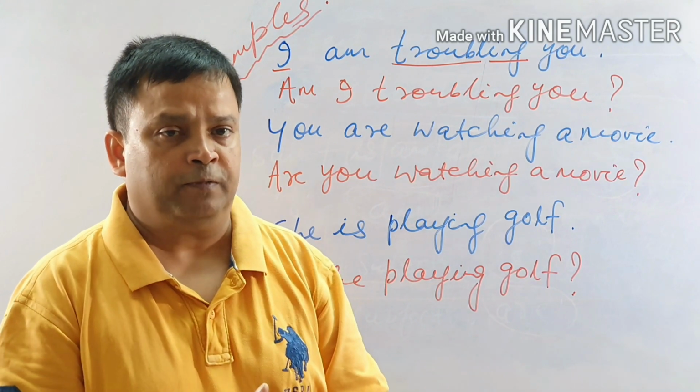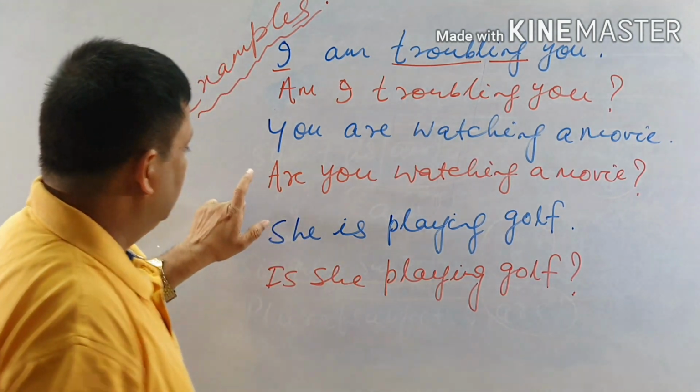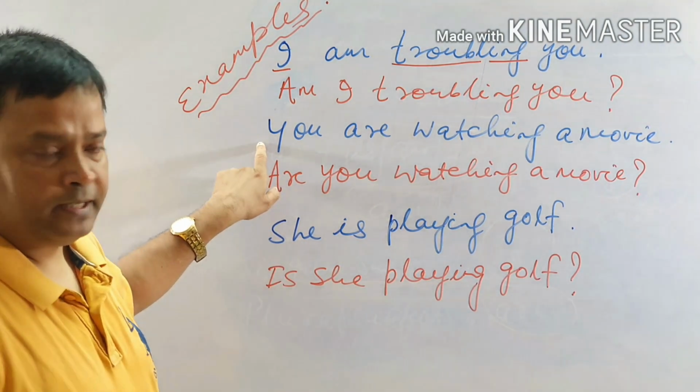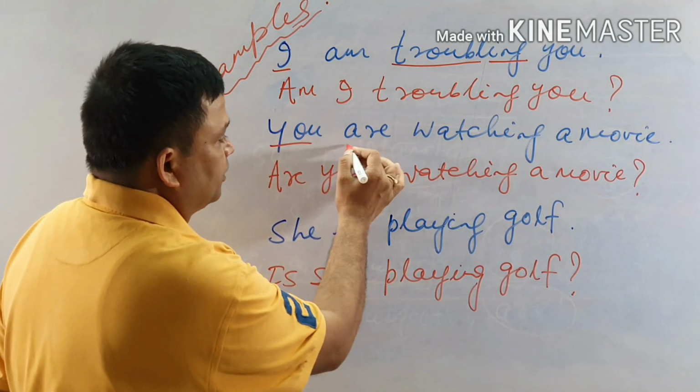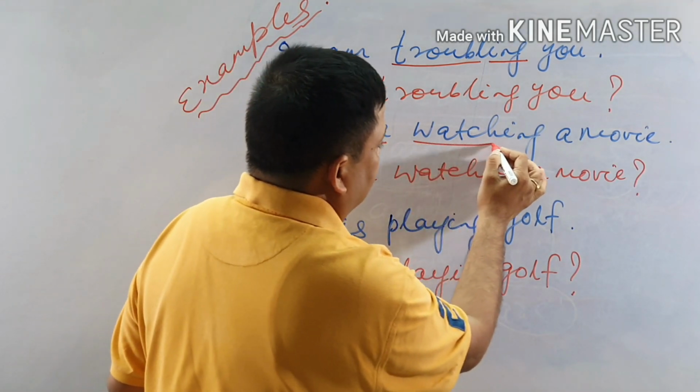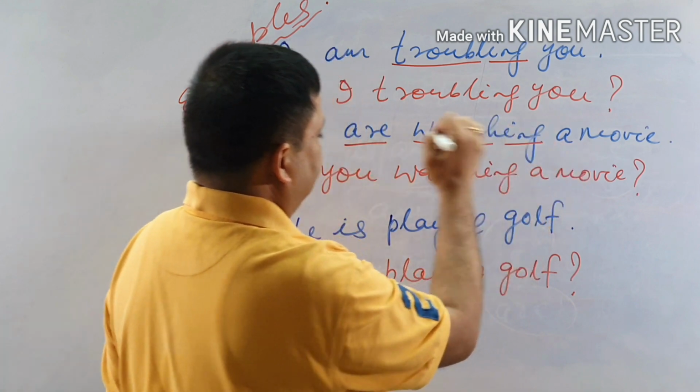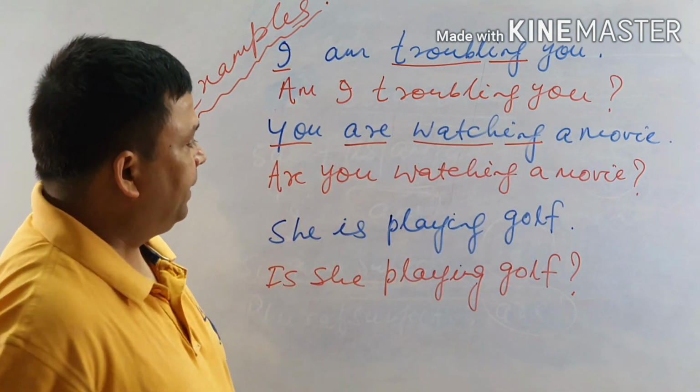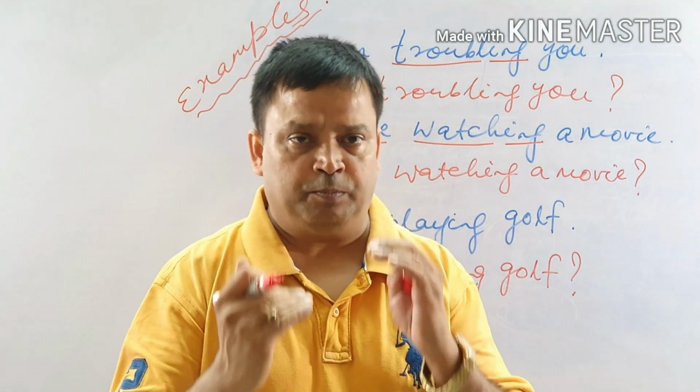Let's take an example of a plural subject. "You". "You" is a plural subject. With plural we have to use "are". "Watch" is the verb, and then we have added "ing". So this is how we are making the sentence, "You are watching a movie."